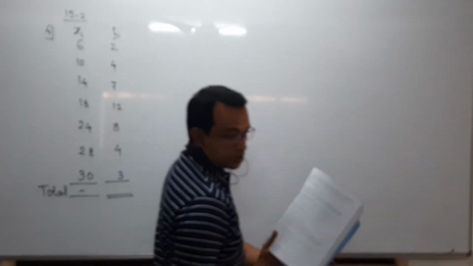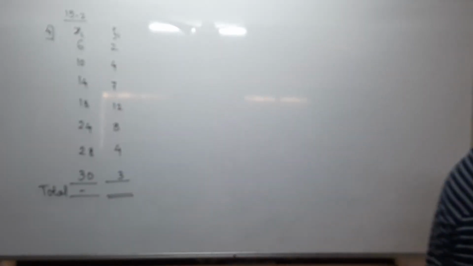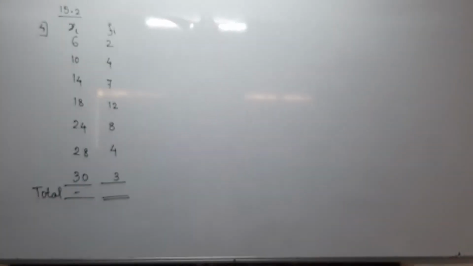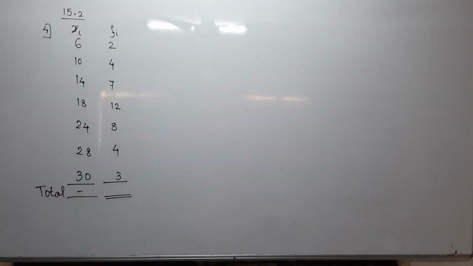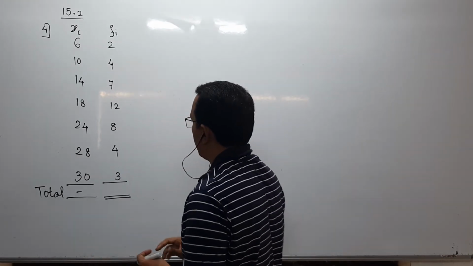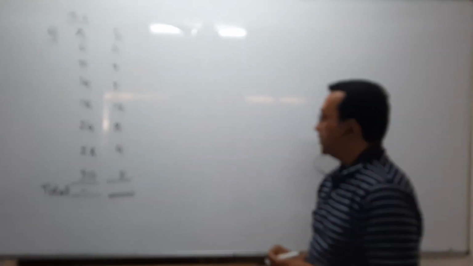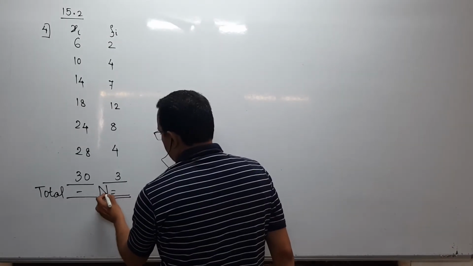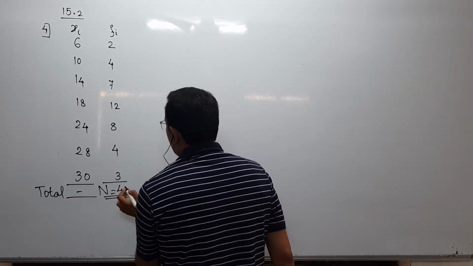Okay students, I told you I am going by the direct method approach just to demonstrate. Now students, first of all, to operate mean, let us total this: 2 and 4 is 6, and 7, 13, and 12, 25. 25 and 8, 33, and 4, 37, and 3, 40. So total of fi is capital N, which is 40.